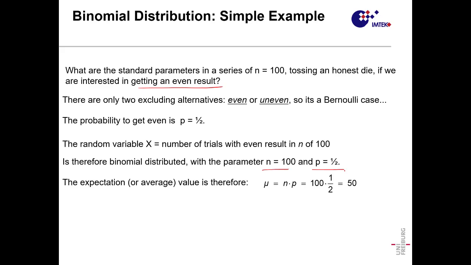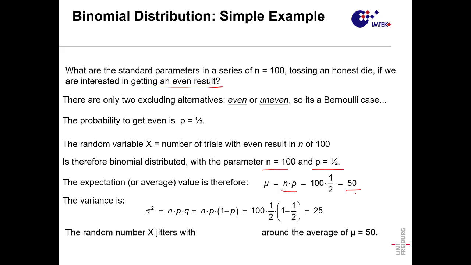Then the expected value we know for the binomial distribution is n times p. Then the expected value is 50. So you have an expected value that from the 100 times that you throw the die, 50 will be uneven and 50 will be even. And that will have a dispersion of plus minus 25. Or actually, no, the square root of 25, that is 5, right? So you have 50 in average that will be even. It could be 55, could be 45, and so on.